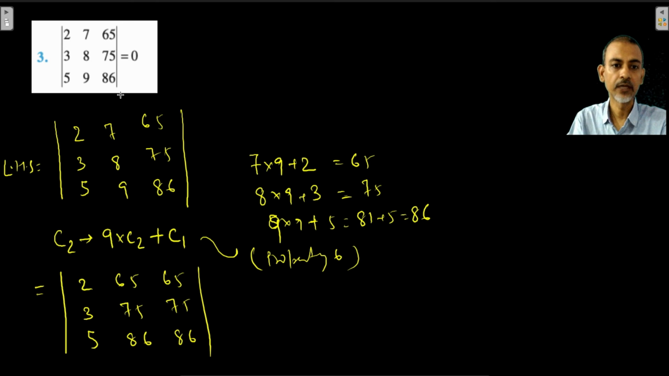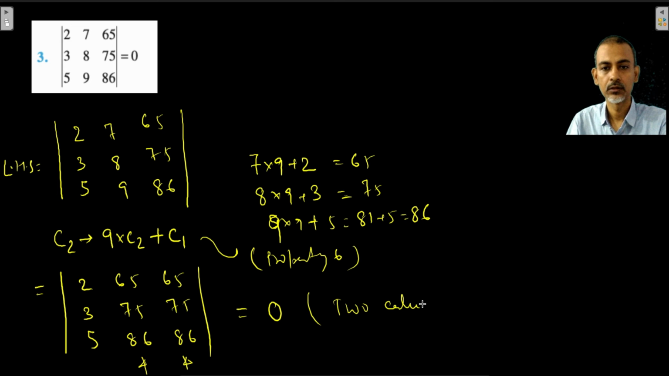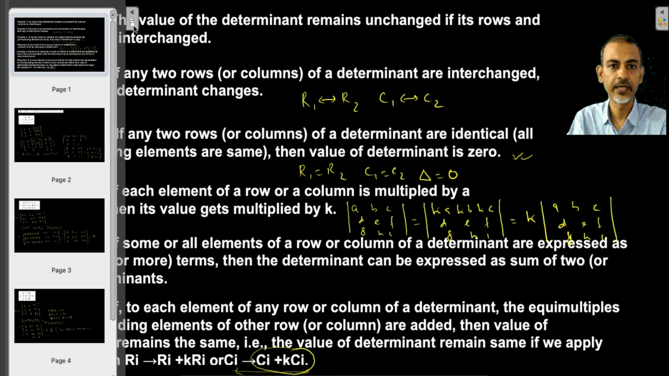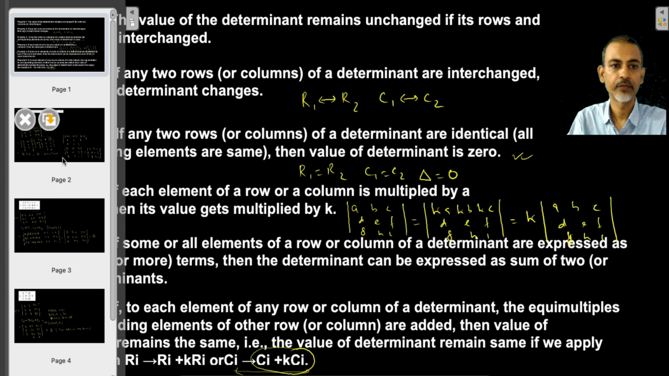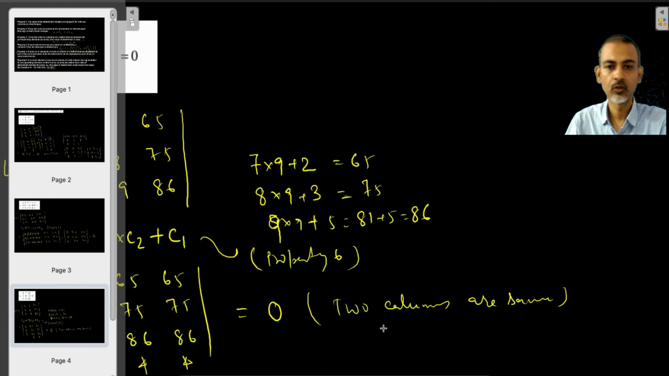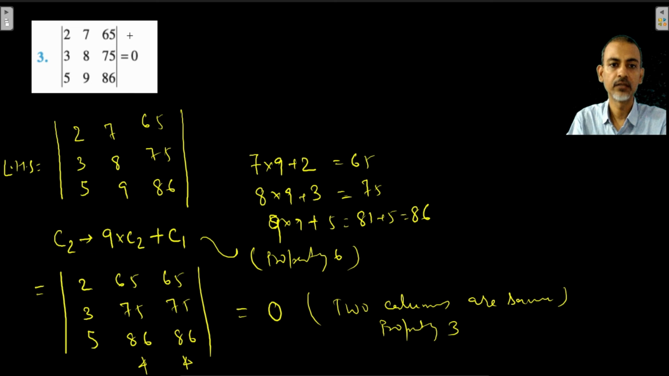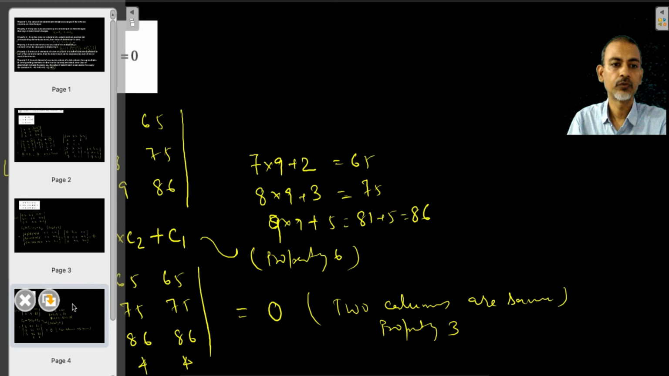Now again another property is that these two columns are the same. So the value of the determinant will be 0. Why? Because two columns are the same, right? And which property is this? This is property 3. So just go and revisit your property 3 and you will be able to see why the value of the determinant is 0. Okay. Now coming to the fourth problem.